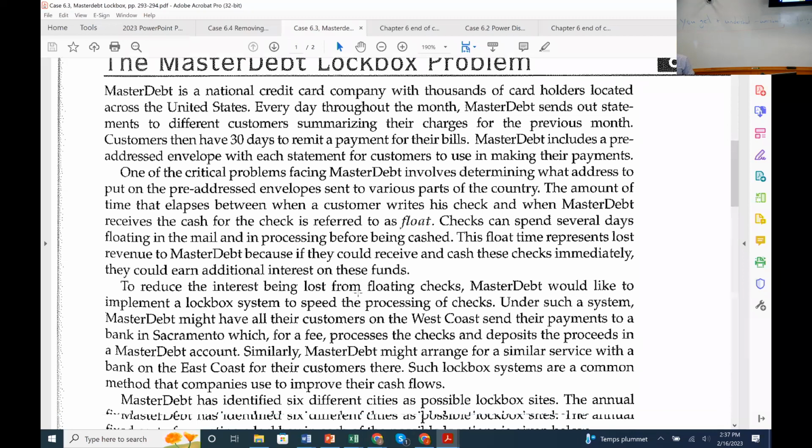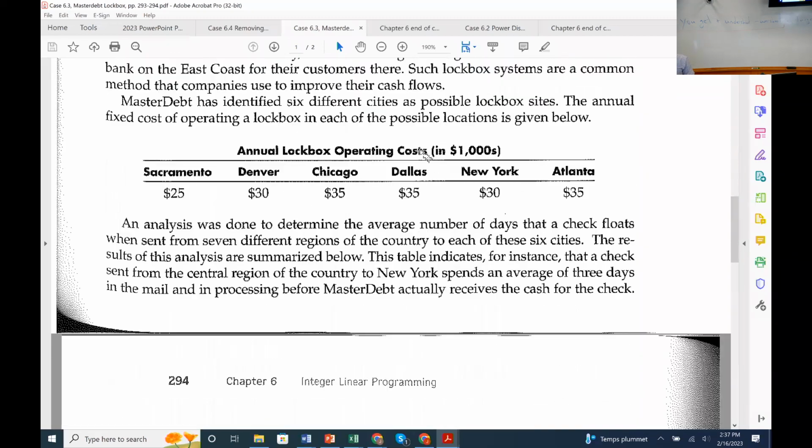And I guess the specifications of it are here. These are the lockboxes that we can rent. So the bank in Denver would charge us $30,000. The bank in Chicago would charge us $35,000. And you might notice this is like a fixed cost. There's no variable cost. That's not realistic.